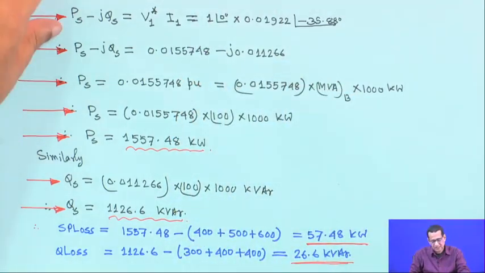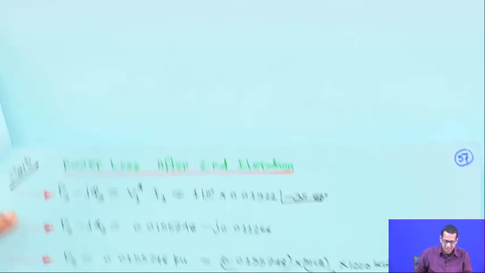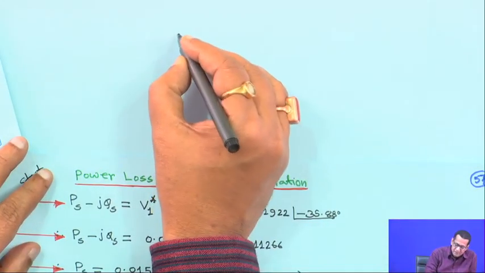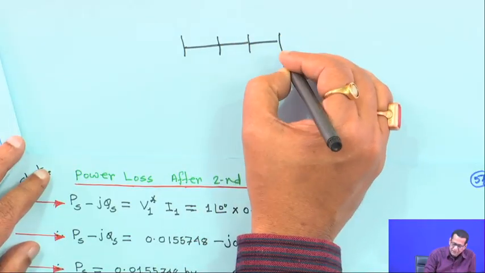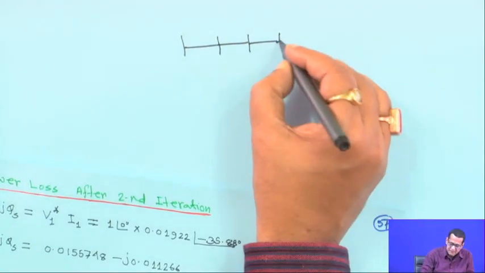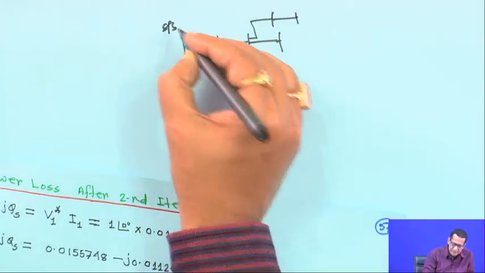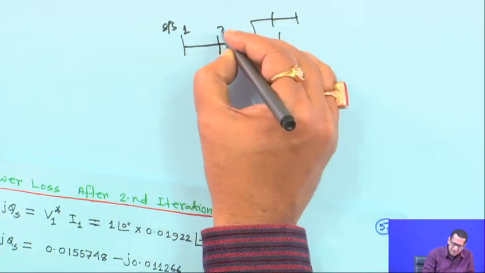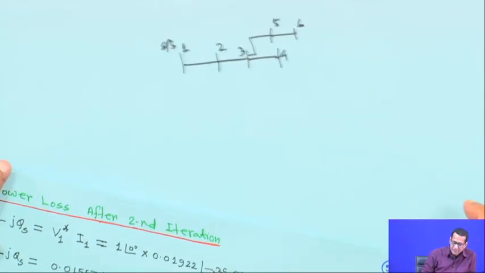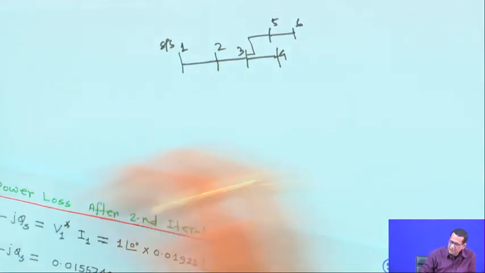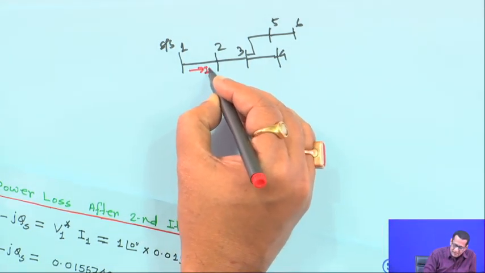What will be the power loss? There are 2-3 ways of computing power losses, and I will show you two different ways. Suppose you have a power network, a distribution network like this. This is your substation, this node is 1, suppose this is 2, 3, 4, 5 and 6. This is the distribution network, and the current flowing through the very first branch is, say, I1.